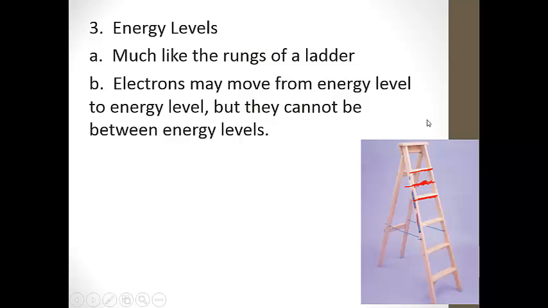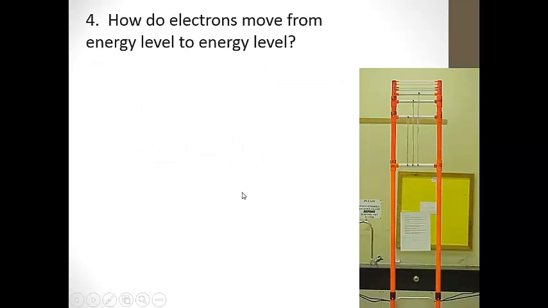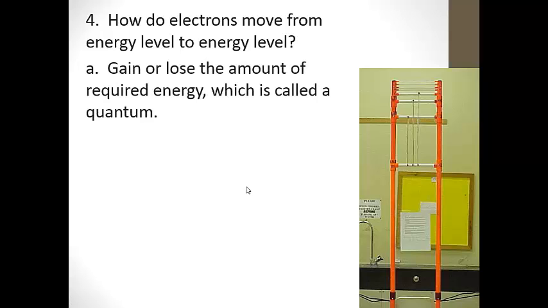So that's what the energy levels represented for Bohr: rungs on a ladder, different distances away from the nucleus, and each distance has a different energy associated with it. He said that the further away from the nucleus you are, the higher the energy level is going to consistently be. So you get to the third level, you have more than the second and the first. You get to the fourth level, you have more than the third and the second and the first, and so on. Now, how do electrons move? Electrons can move from energy level to energy level, and he said that they can move when they gain or lose energy, and that's called a quantum.